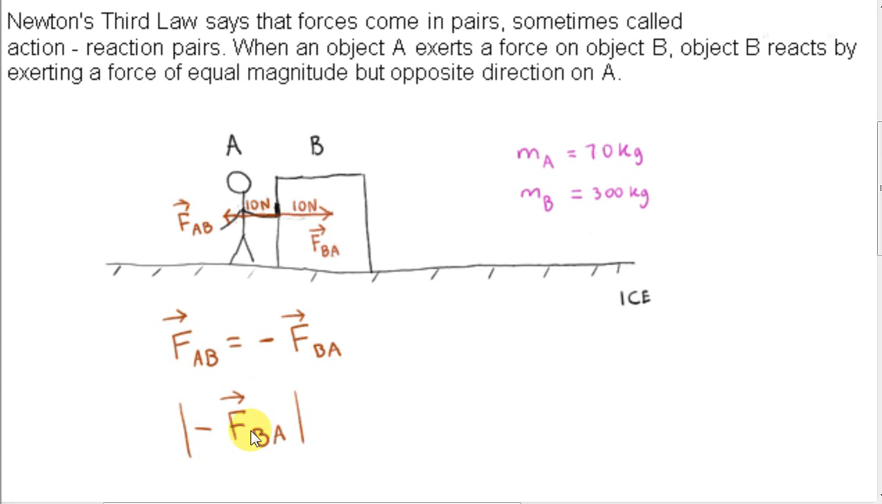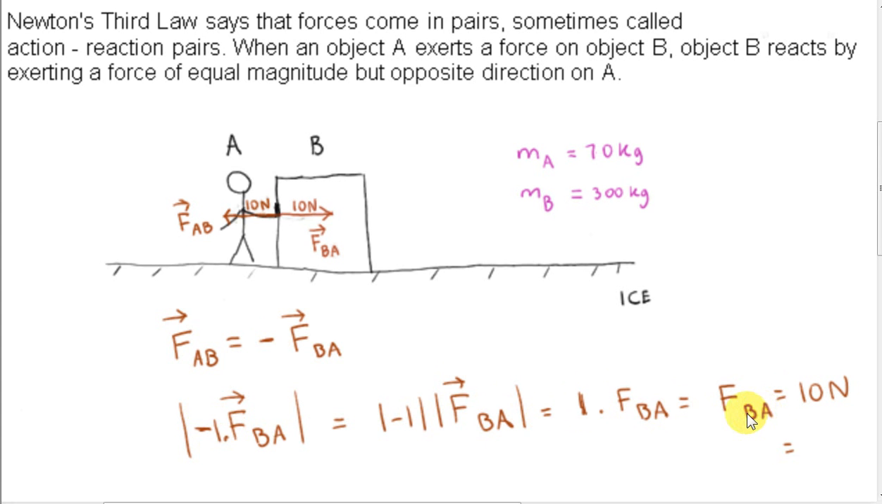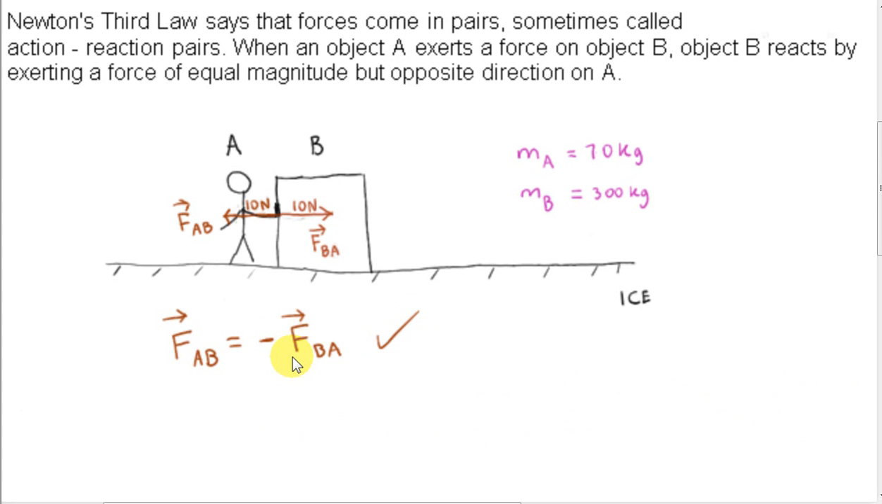Let's see that by getting the magnitude of this vector here. Well, we have a minus 1 times this vector. When we stick a minus sign in front of a vector, it's equivalent to multiplying by the scalar minus 1. Now the magnitude of a product of quantities is the same as the product of the magnitudes. The magnitude of minus 1 is plus 1, and the magnitude of vector FBA can be written FBA without an arrow. So we just get FBA, and we know that that's 10 newtons. But that's the same as FAB, the magnitude of vector FAB. So this equation essentially sums up Newton's third law.